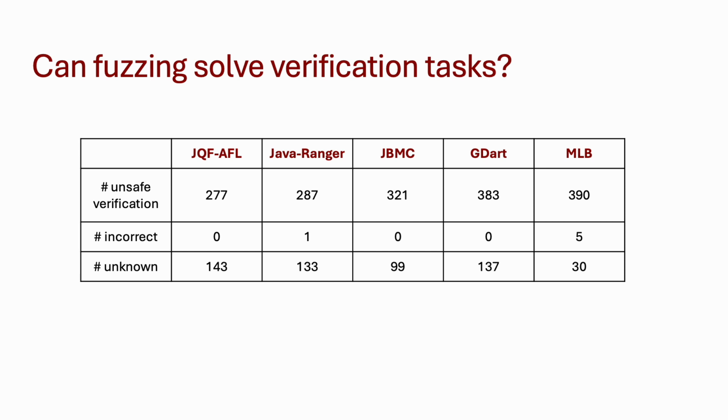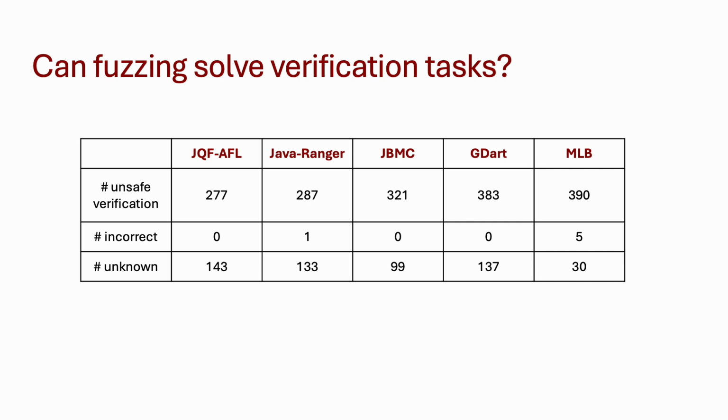JBMC and GDart, there's nothing in them, they are not saying the wrong thing. However, Java Ranger was saying the wrong thing in one of the verification tasks. This is probably just a bug, and Java Ranger just shows sometimes that there is a difficult machinery needed to do the appropriate translation to allow it to say the right thing.